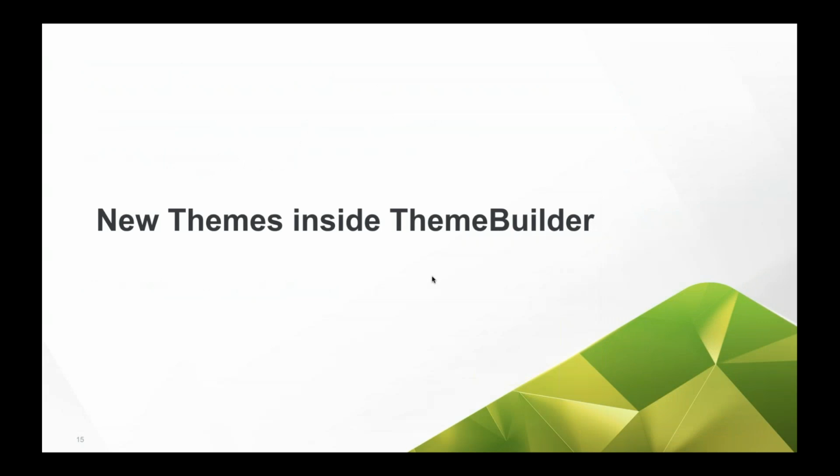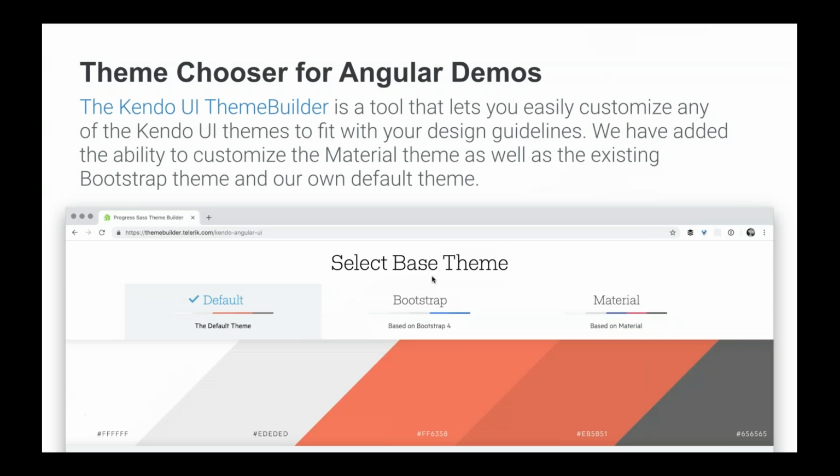The next topic is very much in relation to this, and I have a little app I built for this part, but it is new themes inside of the theme builder. The Kendo UI theme builder is a tool that we have had for a bit, and it lets you easily customize any of our Kendo UI themes to fit your design guidelines. And we've now added the ability to customize the Material theme as well as the existing Bootstrap and default themes.